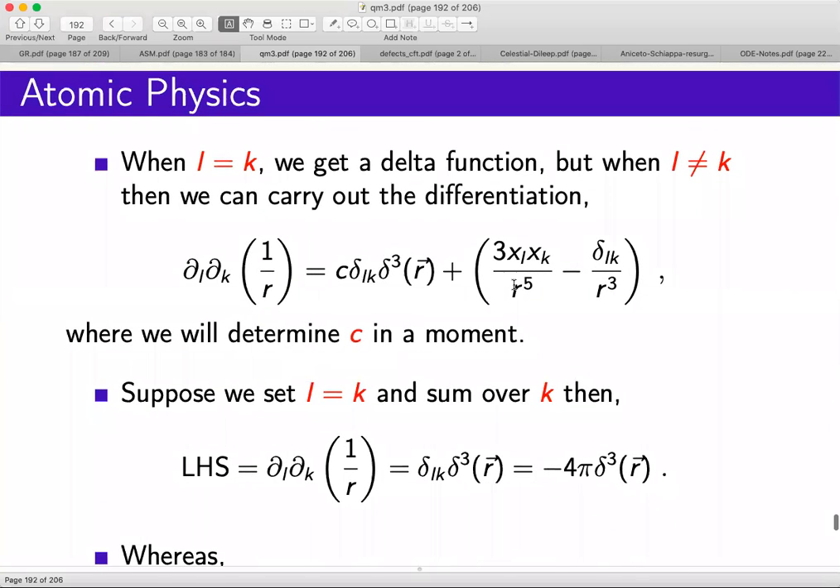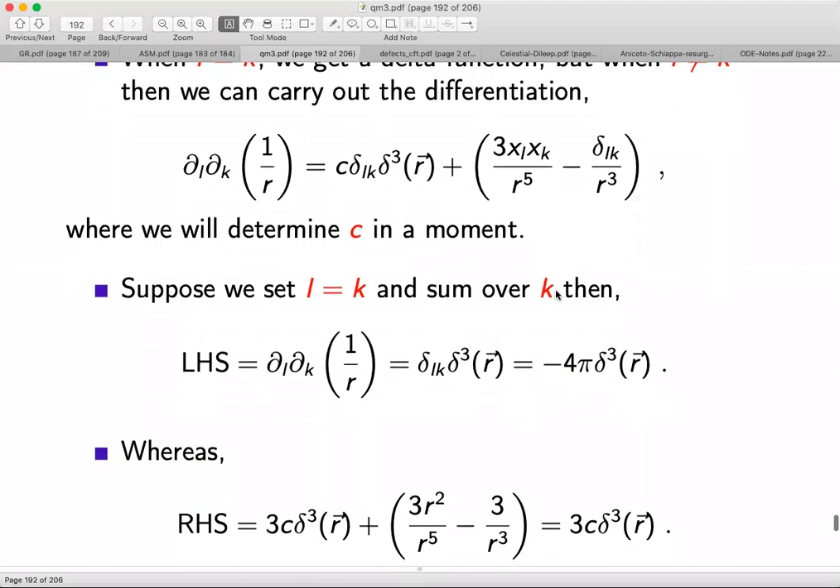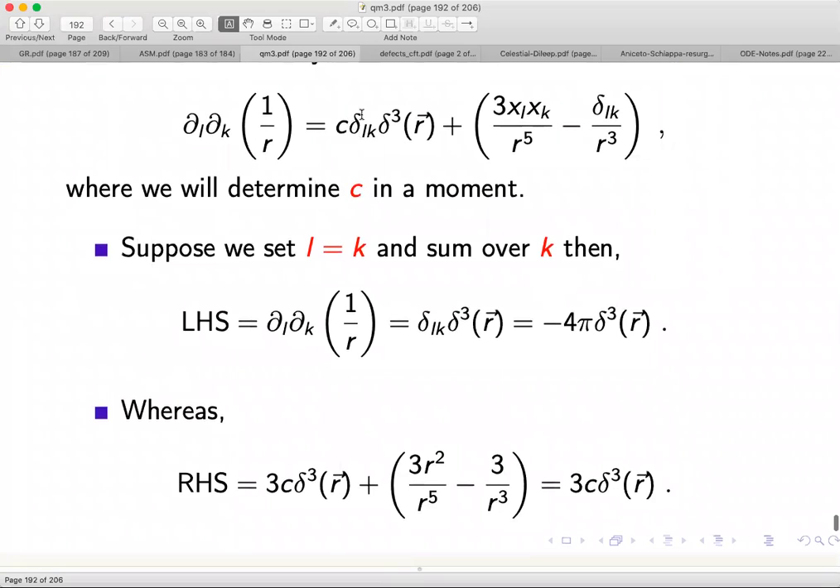Fine. Now let's set L equal to K on the right hand side and sum over K. If you do that, it gives you a factor of 3 because K takes 3 values. So you get 3 times C times the delta function. And when you set L equal to K here, you get R squared out here, and L equal to K gives you 3 here. That expression just cancels out.